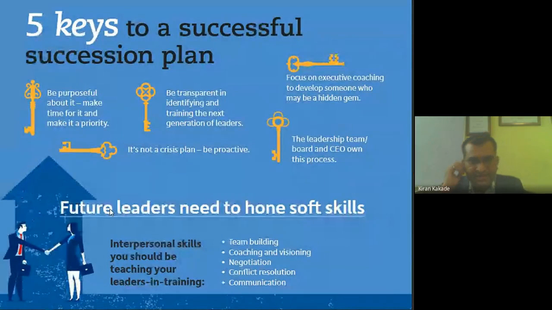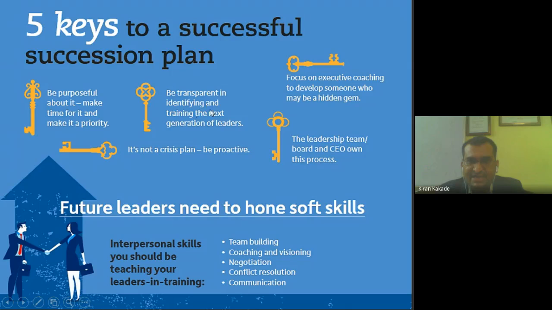So, what are the 5 keys to a successful succession plan? As I told you, be purposeful about it, make time for it, and make it a priority. You require a purpose. Why are you going for a succession plan? Before going for a succession plan, you must know your critical positions, and what type of traits or competencies you require. You need to be ready with it, and then only can you go for succession planning.